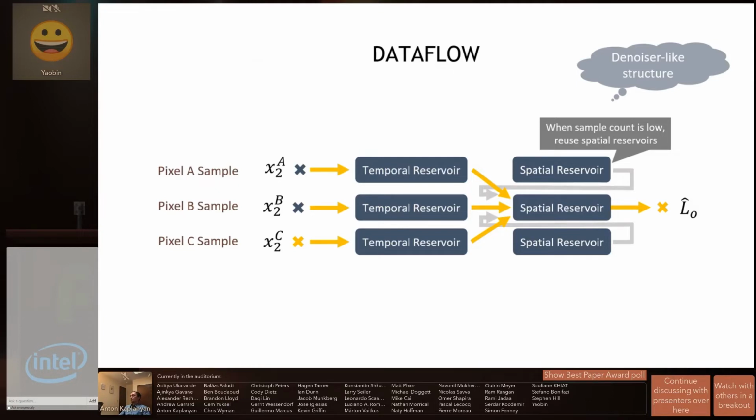Here is the data flow. Each frame, each pixel generates a new sample and inputs it to a temporal reservoir. The spatial reservoir reuses temporal reservoirs. When a pixel's sample count is low, the spatial reservoir also reuses other spatial reservoirs to boost the sample count. The structure is similar to popular denoisers.